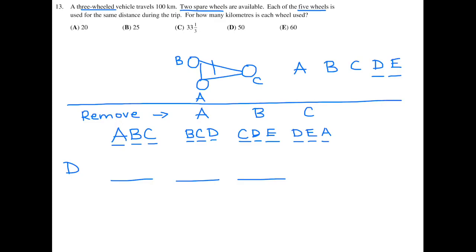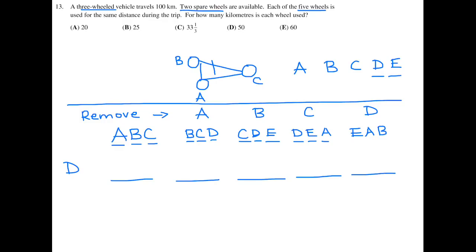DEA. And then we travel with DEA for a certain amount of time. And then lastly, we will remove D, and then we'll have E and A, and we will of course add back B.